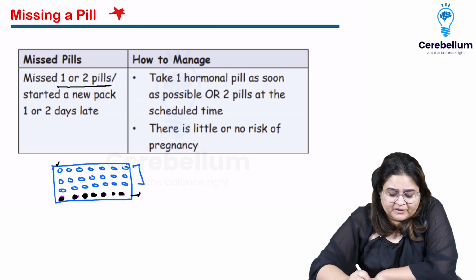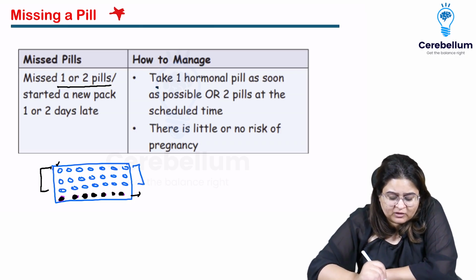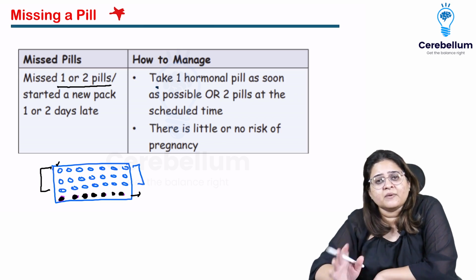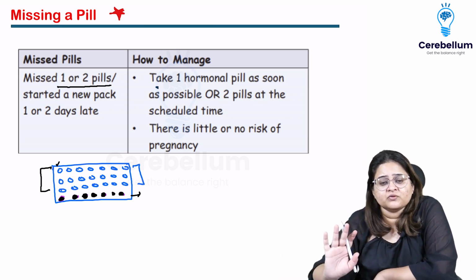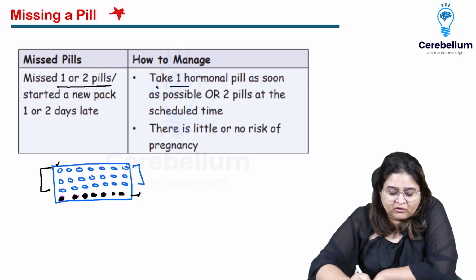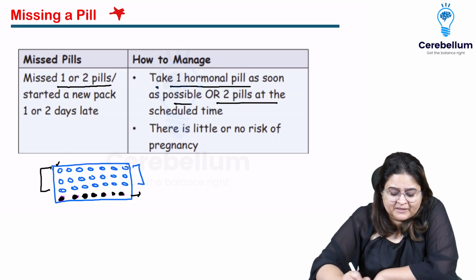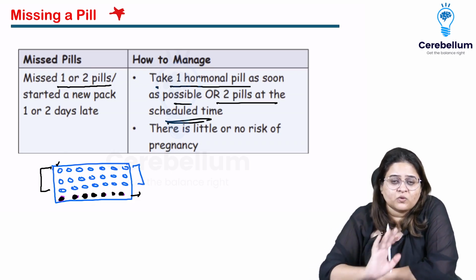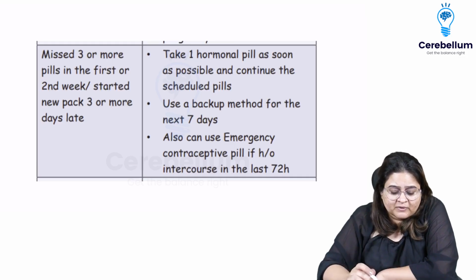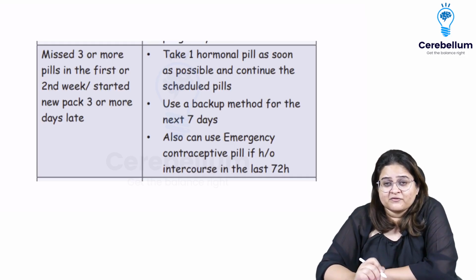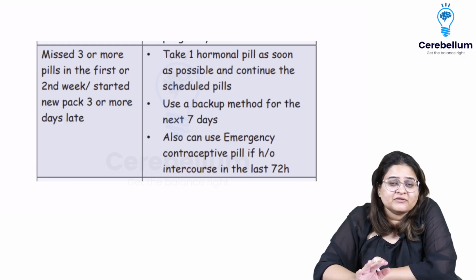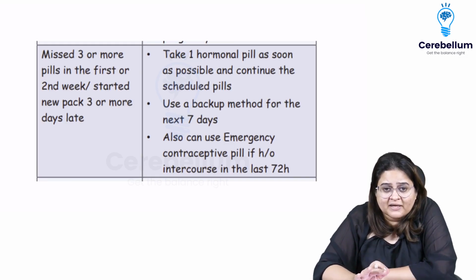So 1 or 2 pills, I'm talking about the hormonal pills. If she's missed an iron tablet, it doesn't matter, leave it, let it go, continue the packet. Okay. But take 1 hormonal pill as soon as possible, or 2 pills at the scheduled time is what is to be done. Now, problem comes if she's missed 3 or more pills. If she's missed 3 or more pills, now definitely contraceptive efficacy is compromised. But you tell her we can lessen the effect.